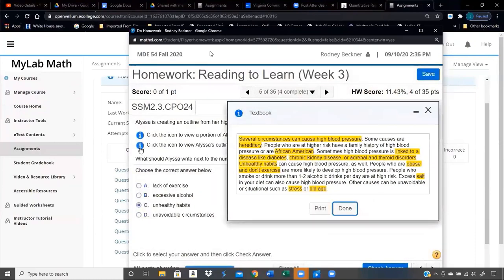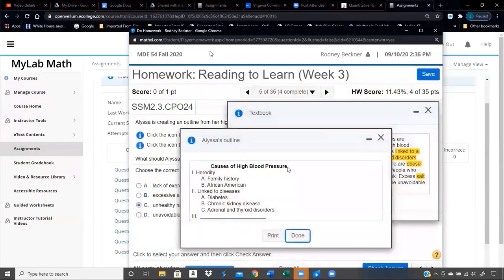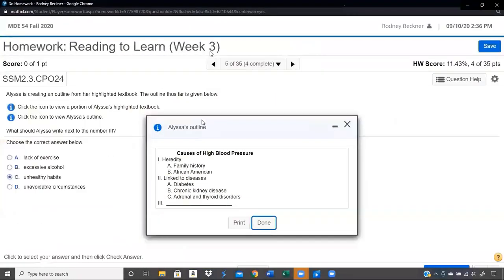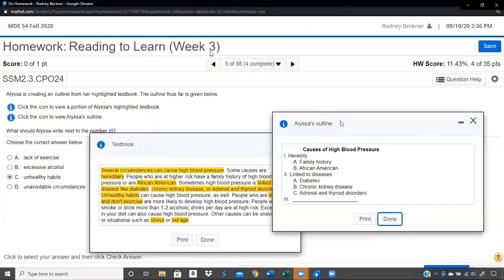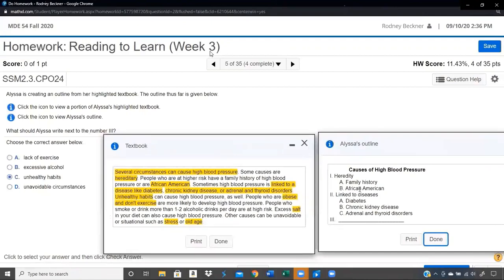So let's see if this one is different from this one. And it is, like it should be. So here's the textbook. Let me maximize this so we can get everything up here. And then Alyssa's outline. Perfect. So she was creating this outline from the textbook from the highlighting sentences. So here's the textbook, here's the outline. What should she write next to the number three? So the first thing she has is hereditary. Then she has linked disease. And then step three, and there's nothing to scroll down because there's no subs yet. No A, no B, no C.